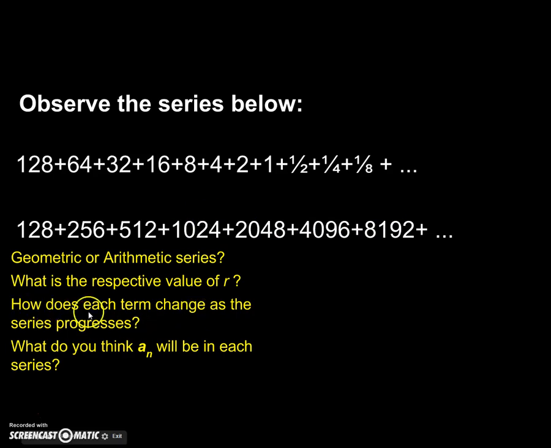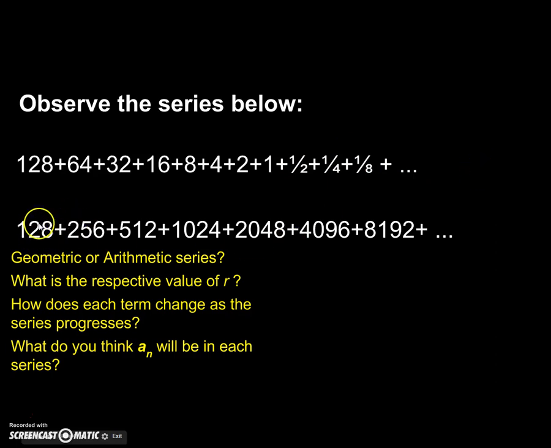Okay, so the third question: how does each term change as the series progresses? If this keeps on going, what happens to the value of each term? Is it getting bigger? Is it getting smaller? For the first one, in order to find the next term, I multiply by half. So as the series progresses, the value that we are going to add becomes smaller and smaller. Eventually it becomes a fraction: half, a quarter, 1/8, and then it becomes smaller and smaller.